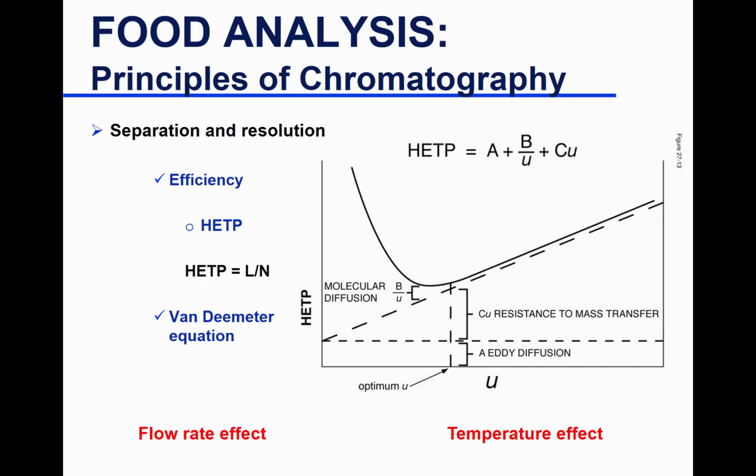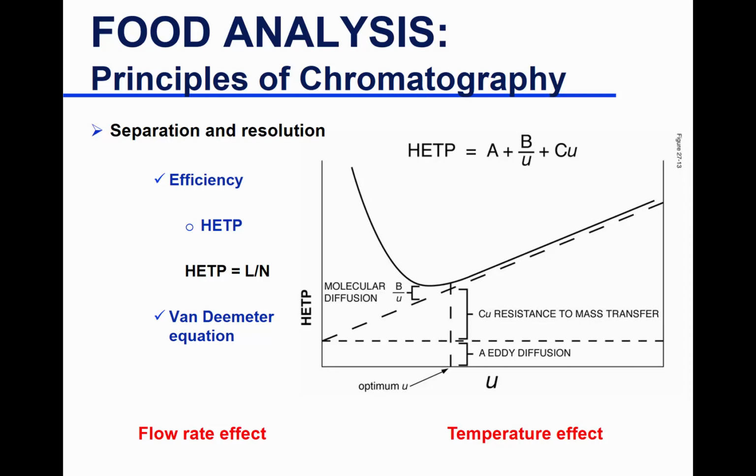The quicker it reaches equilibrium as it goes down, the narrower or the shorter is the height equivalent of a theoretical plate. If it takes a long time to equilibrate, it's going to move down by diffusion rather than going in and out. Then this broadens your peak, and this leads to a long height equivalent of a theoretical plate.